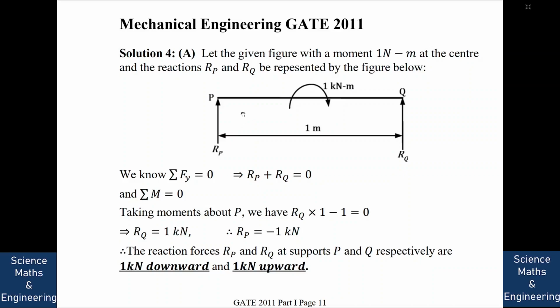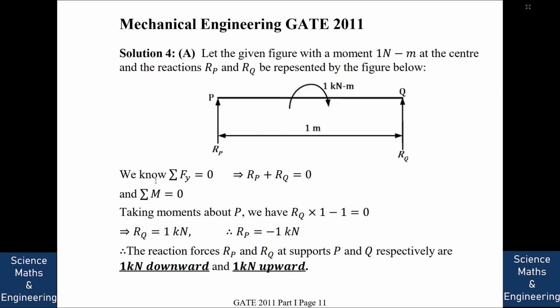For that, initially we take Rp and Rq both in the upward direction. These are the reactions. Now we have a moment of 1 kilonewton meter in the clockwise direction, and this moment and these two reaction forces together keep the system in equilibrium. As the system is in equilibrium, summation of Fx equal to 0. However, there is no force in the x direction, so we are not considering that. Then we have summation of Fy equal to 0.